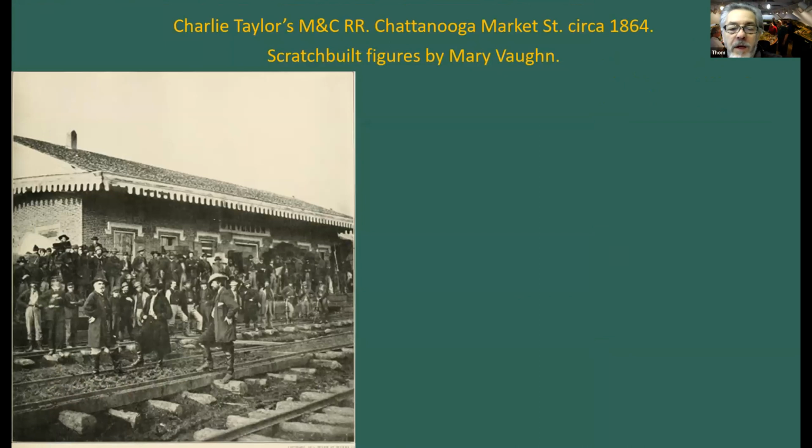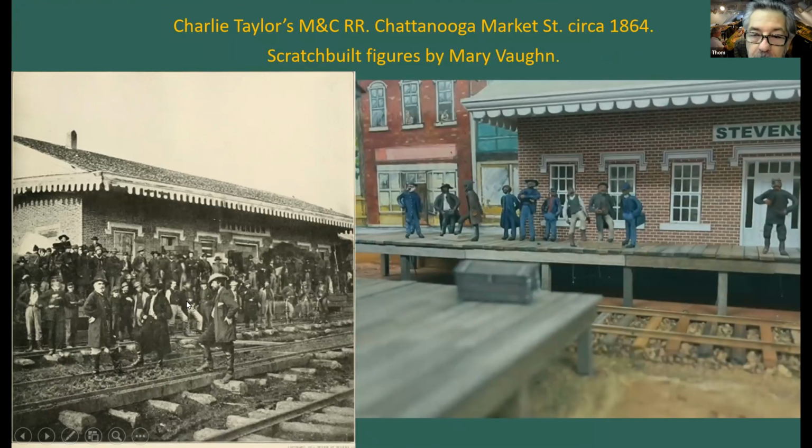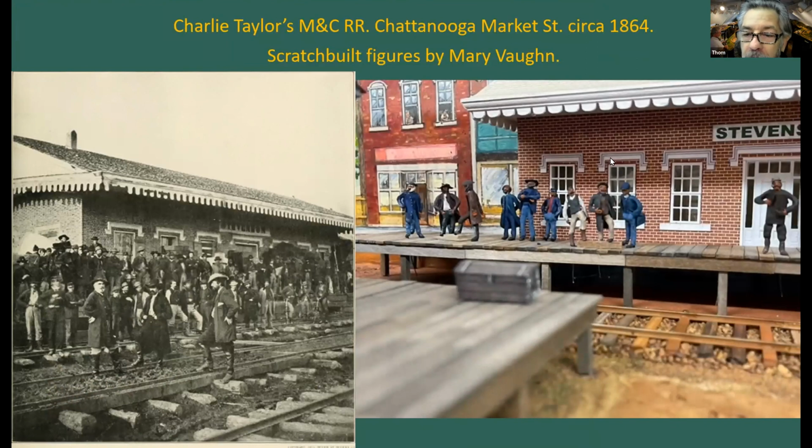All right, we're going to move over to Charlie's M&C. This is Market Street, as it says, circa 1864. Now, the figures you're going to see were scratch built. These are O-scale figures. But I want you to pay particular attention to some of the figures in the front here and in the middle back. So this is one replica. This is one photo from Charlie.